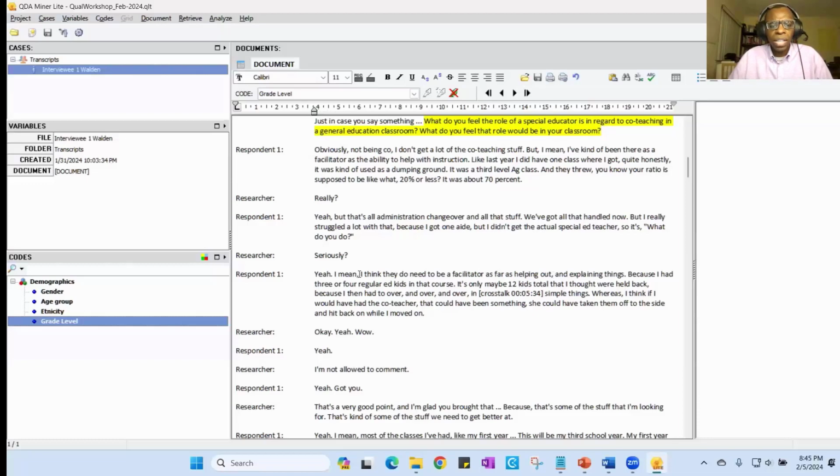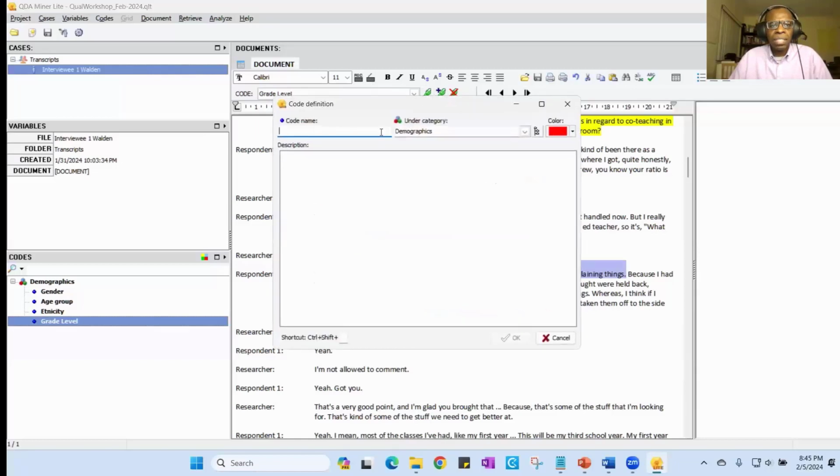Okay. So here's what he says. Remember, how do you feel the role of a special educator is in co-teaching? And he says right here, I think they need to be a facilitator as far as helping out in things. So we're going to highlight that. We're going to click this, and then we're going to change this.